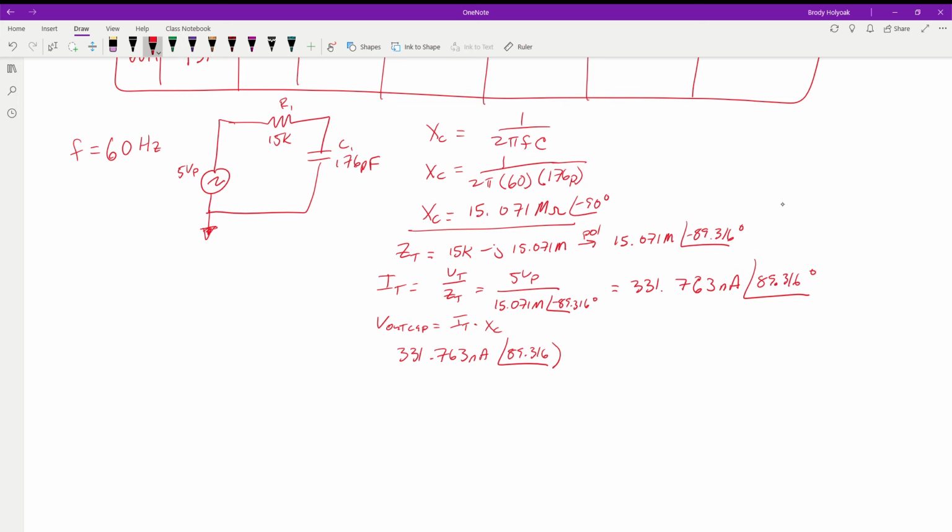All right, so now we go back to our voltage. So 331.736 nanoamps at this angle, and we're going to multiply that by our reactance, which remember was 15.071 meg at negative 90. So this is going to come out to be, and I'm just going to put V out across the capacitor, just to shorten it down, is going to be equal to 5.000 volts.